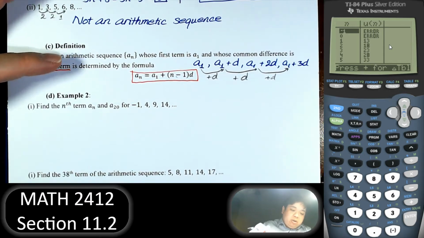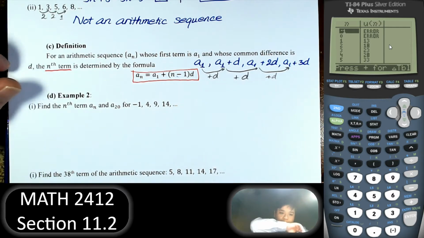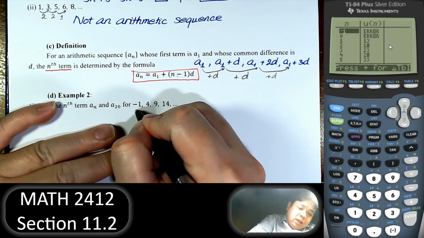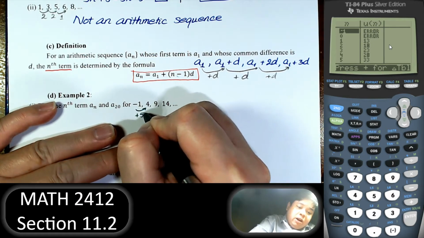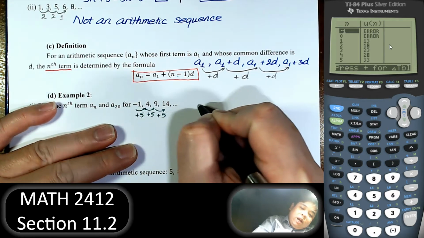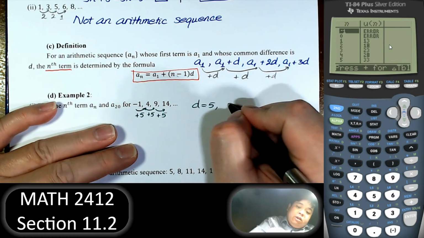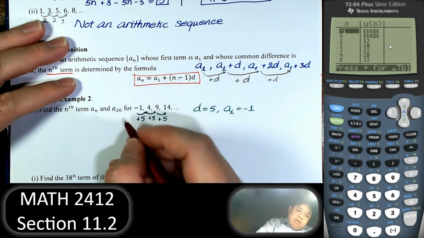Alright. Let's look at this example. Find the nth term and the 20th term for that. So first, we look at this sequence. To get from this term to the next, we're going to need to add 5. So the common difference is 5, and the first term is -1.